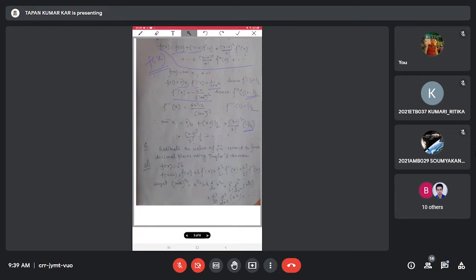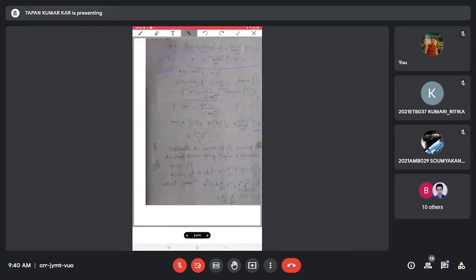Okay, so the next one is: estimate the value of root 10 correct to 4 decimal places using Taylor's theorem. Root 10: you know that if it is 9, then the square root of 9 equals 3. But when it is 10, 11, etc., then you will get an approximate value. You will not get the exact value.